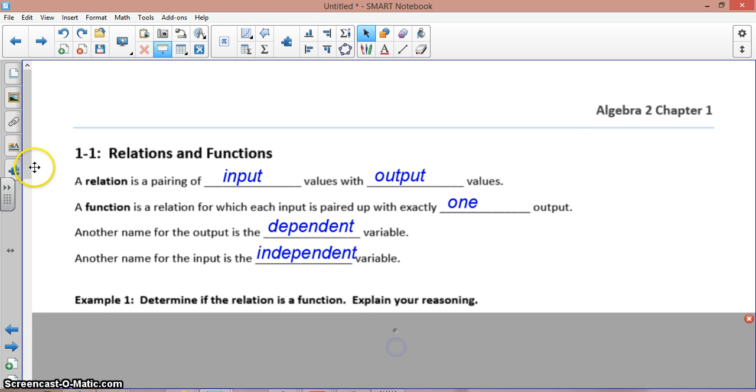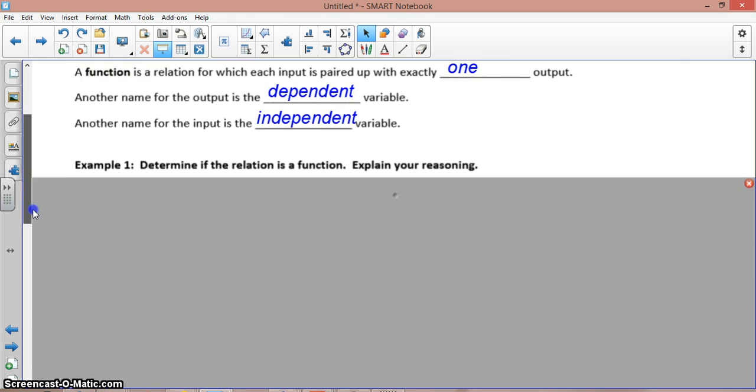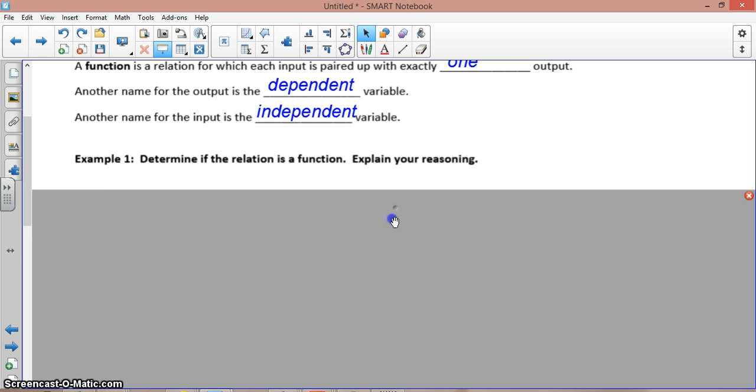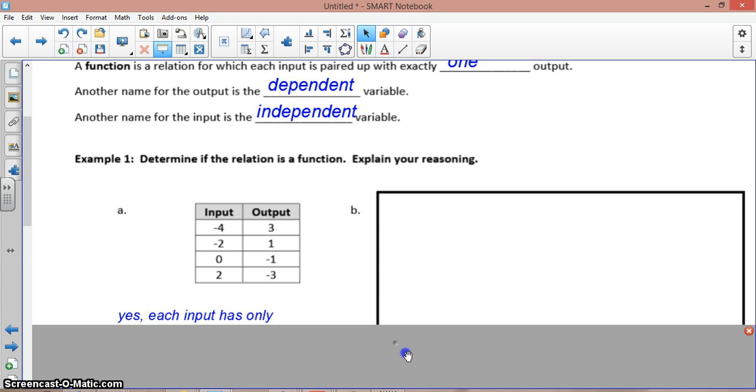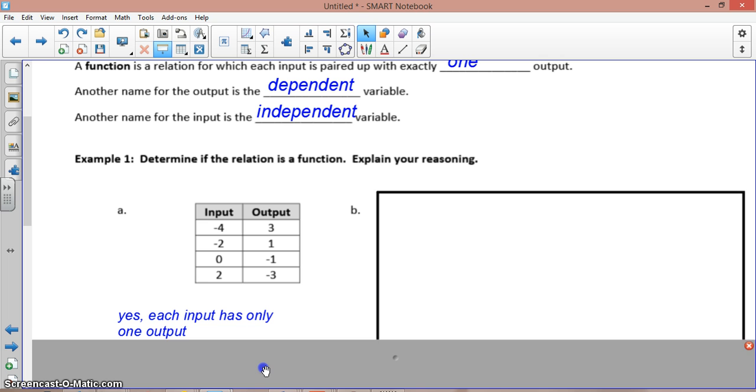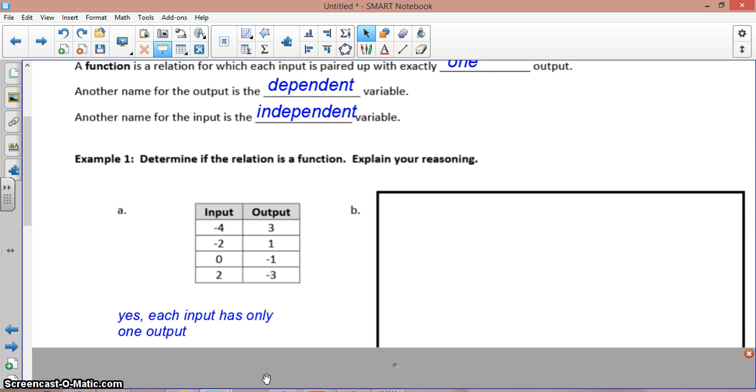Alright, continuing on. Example 1, determine if the relation is a function. Explain your reasoning. Remember, we want each input to be paired up with exactly one output. So if we look at letter A, we have a table of the inputs and outputs, or the x's and the y's. And if we look, each input, there's different inputs, they're all different inputs, and they all have an output. Since each of those inputs has one output, then it is a function. Yes, each input has only one output.